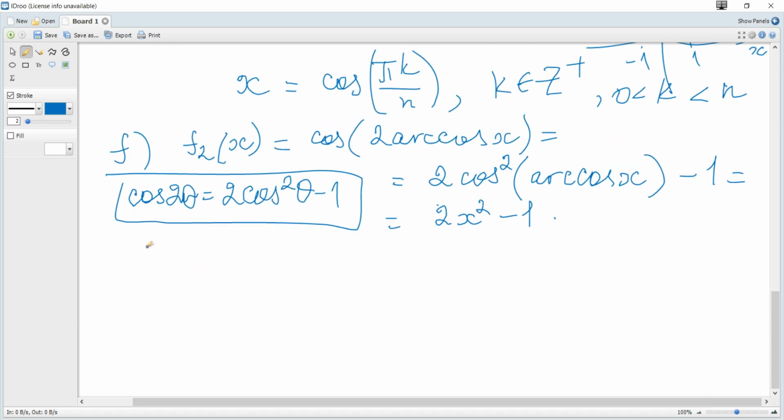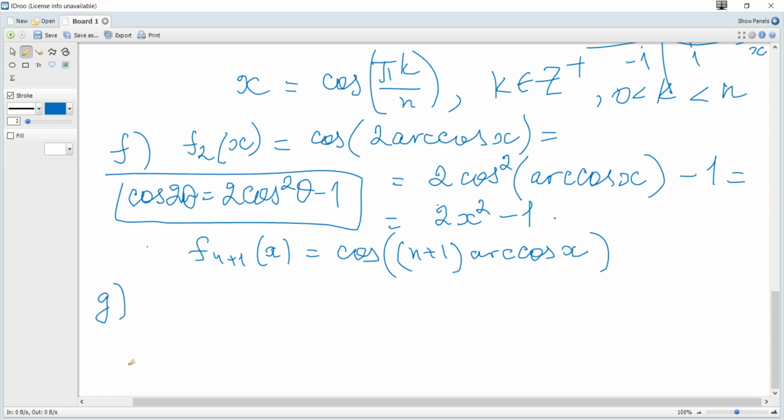Consider f_n plus 1 of x, which is cosine of n plus 1 arc cos of x.